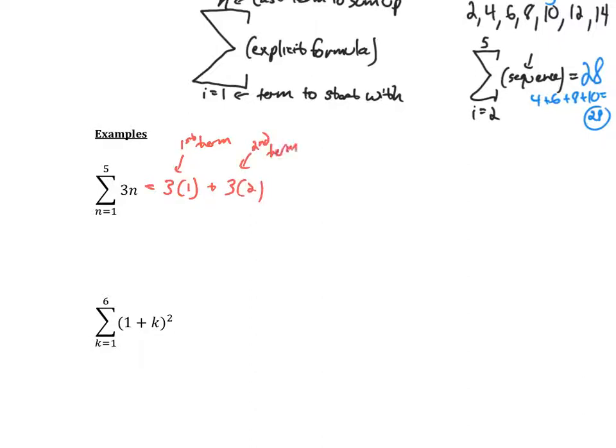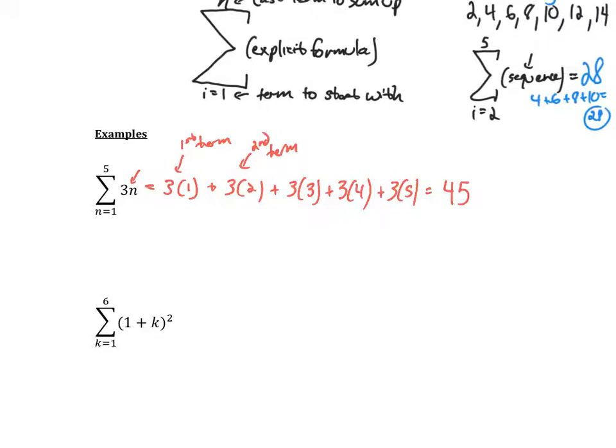That's the second term, plus the third term, plus the fourth term, plus the fifth term, okay? And then we add all those together, you get 45. All right, so don't let the sigma notation confuse you. It's really pretty simple. Again, that 3n here is the explicit formula. If you feel good about this, try the second one.